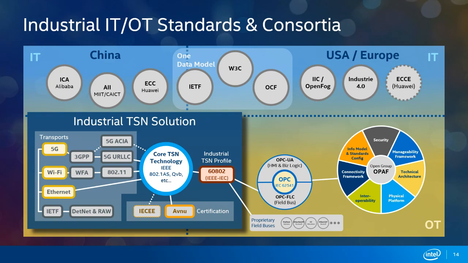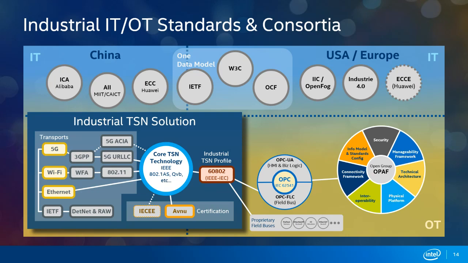There's a core set of TSN specs, and these specs and these solutions have to work over multiple transports. They have to work over Ethernet, they need to work over Wi-Fi, they need to work over 5G. And then the IETF is helping us as well because we need to do this time coordination over different subnets as these packets traverse the factory floor to the on-premise data center to the cloud infrastructure and back. And then all of this needs to be certified so that it works together.